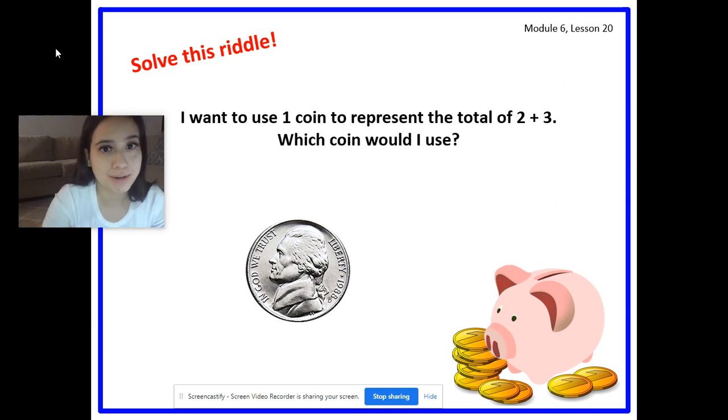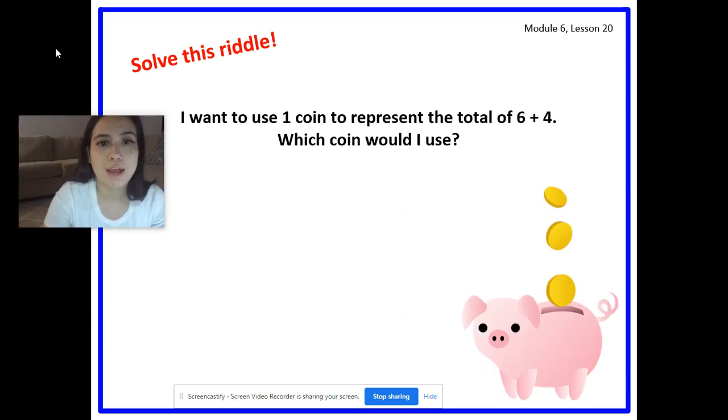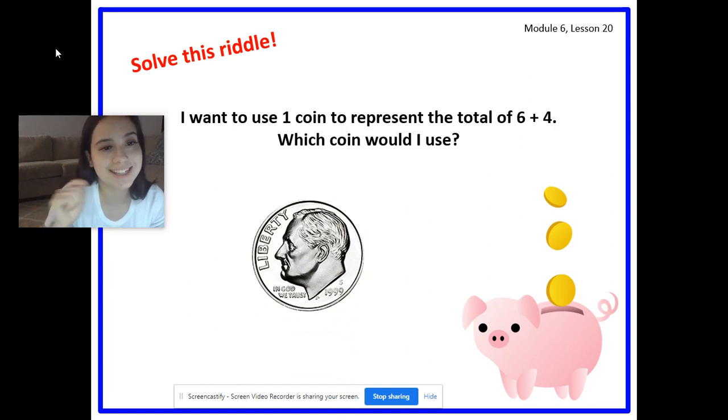Okay, here's our next one. Ready? I want to use 1 coin to represent the total of 6 plus 4. Which coin would I use? Think about it. Get ready. A dime, because 6 plus 4 is what, boys and girls? Get ready. 10, and a dime is worth 10 cents. If you got it right, give yourself another brain kiss.